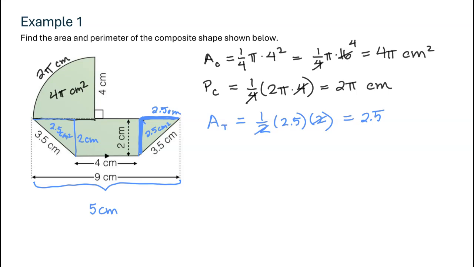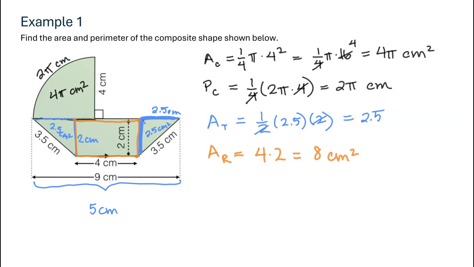I think the last shape that I need to deal with, let's get another color here, is the rectangle, and it should be easy. It's got a base of 4 and a height of 2. So the area of the rectangle is 4 times 2, which is 8 square centimeters. And then once again for the rectangle, we don't need its entire perimeter. So if we did, we would add 4 plus 2 plus 4 plus 2, we'd have our perimeter. But let's see if we can pick apart what pieces we actually need when we get there.